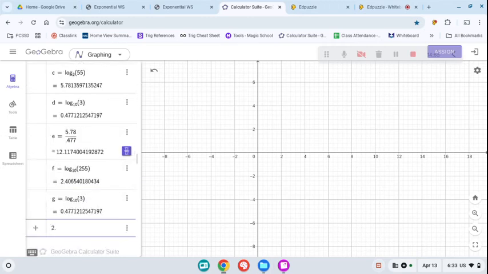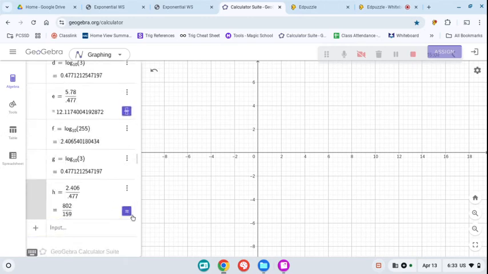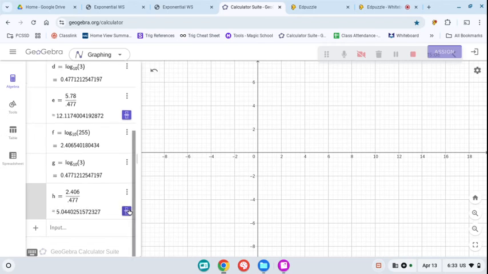And so now I have 2.406 divided by 0.477. And that equals 5.04. Yep. It was my own misinterpretation of how to type this into the calculator and actually paying attention.